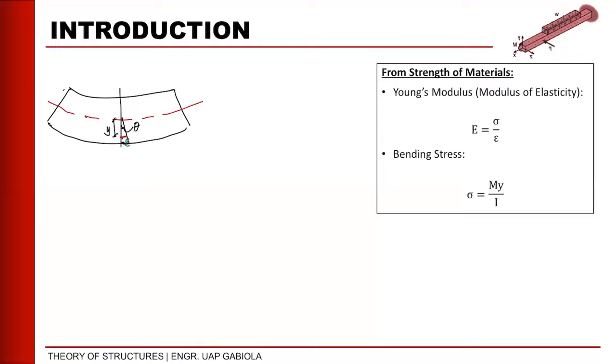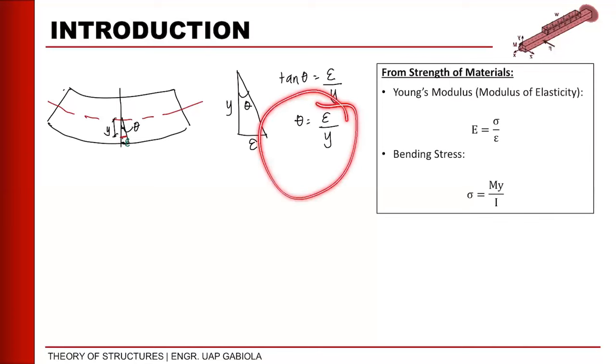So, we can take out the value we got for that portion. And when we look at it, we will also have tangent of theta equal to strain over y, or theta is equal to strain over y. Based from this value, we can go back to our strength of materials and see if we can substitute any values for theta.